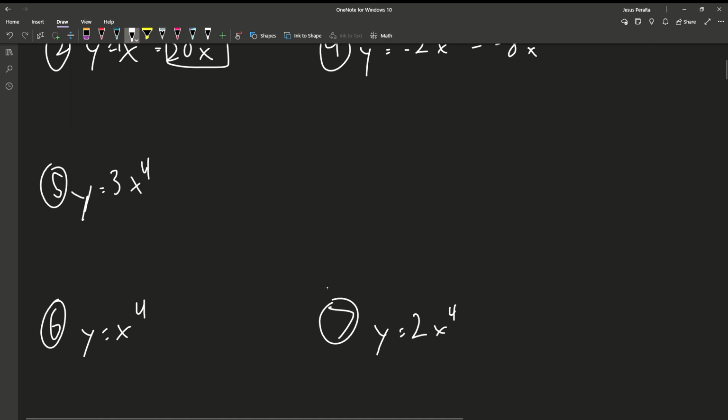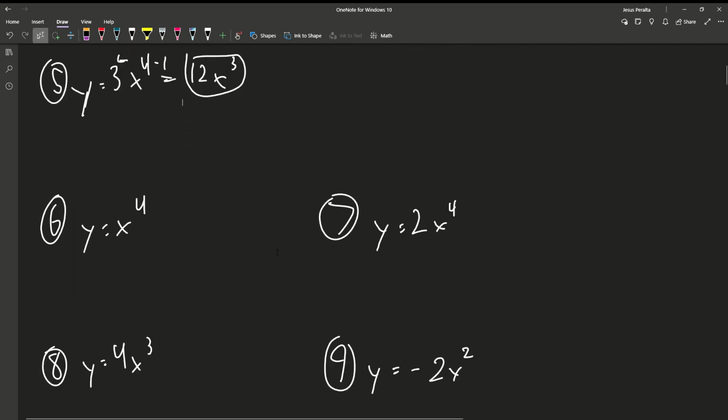Right here, number 5, same thing. Just multiply, you get 12, and then minus 1, x to the power of 3. y prime is equal to 12x to the power of 3. This one, same thing. Right here, multiply, 4x, and then minus 1 on top, 3. If you need to slow down the video, go ahead, but I don't see why I should. Right here, just multiply. 4 times 2 is what? 8. Then write down the x, then subtract 1 on top, 3.